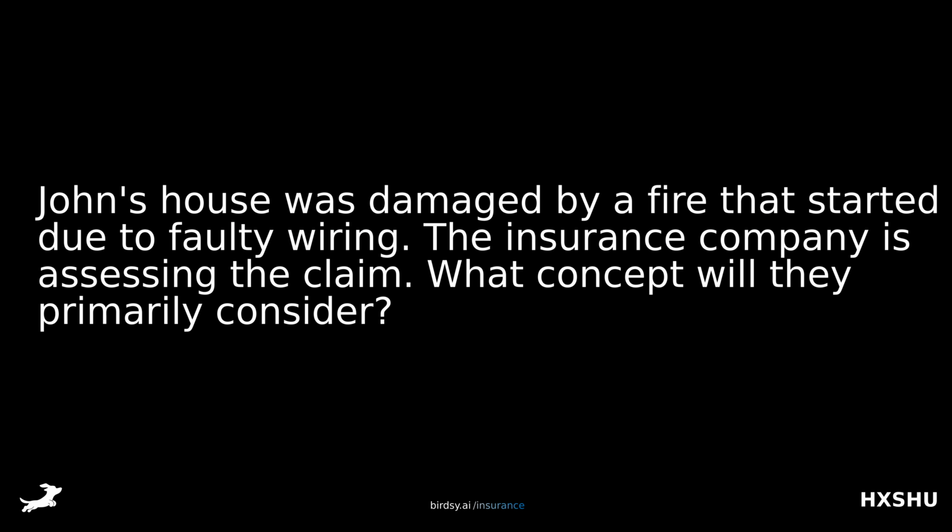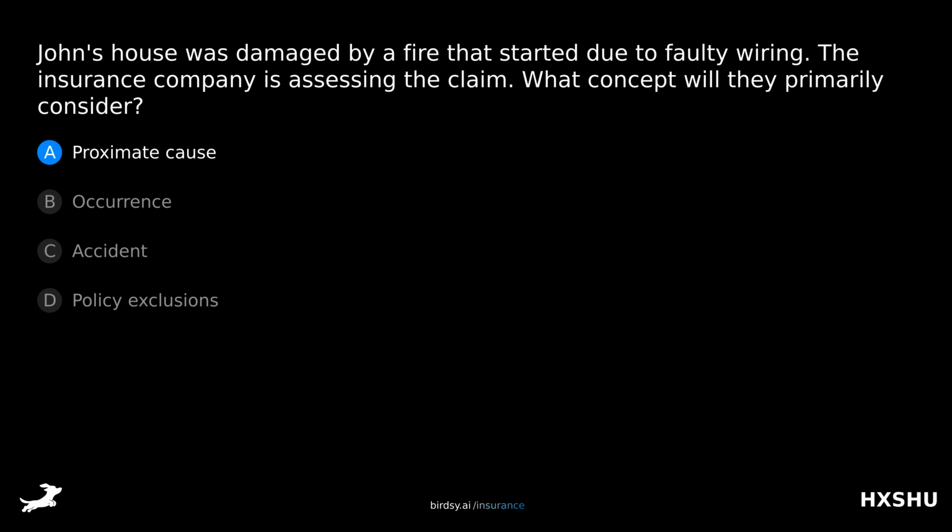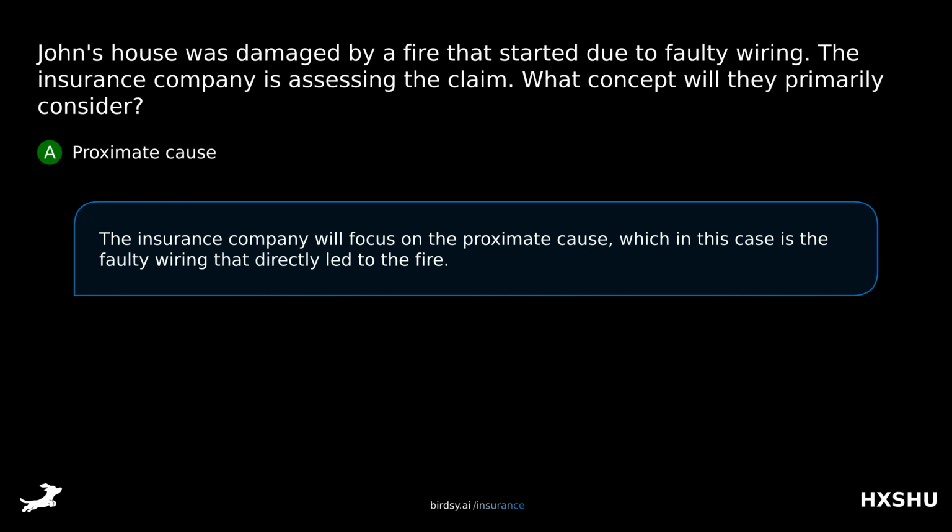John's house was damaged by a fire that started due to faulty wiring. The insurance company is assessing the claim. What concept will they primarily consider? Is it A, proximate cause, B, occurrence, C, accident, or D, policy exclusions? The answer is A, proximate cause. The insurance company will focus on the proximate cause, which in this case is the faulty wiring that directly led to the fire.